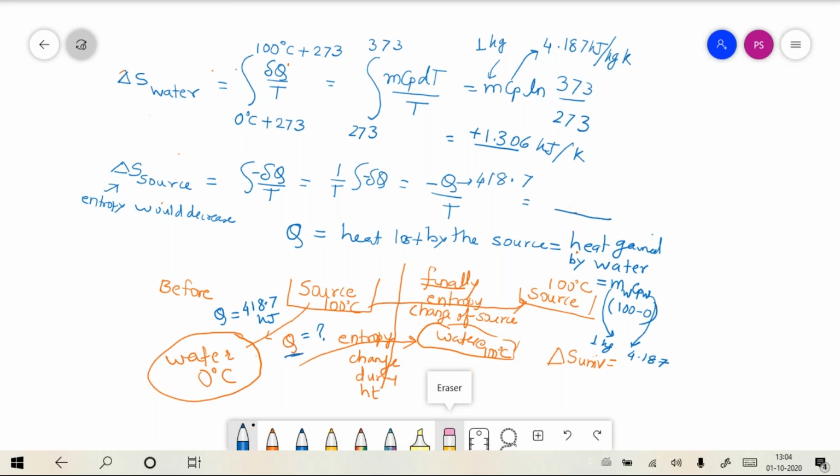Calculate the entropy change of the source now and tell me the value. It would obviously be negative. Entropy change of the source would be negative. So tell me the value of entropy change of the source, that is the reservoir. Entropy change of the reservoir is what? Anybody has the answer?